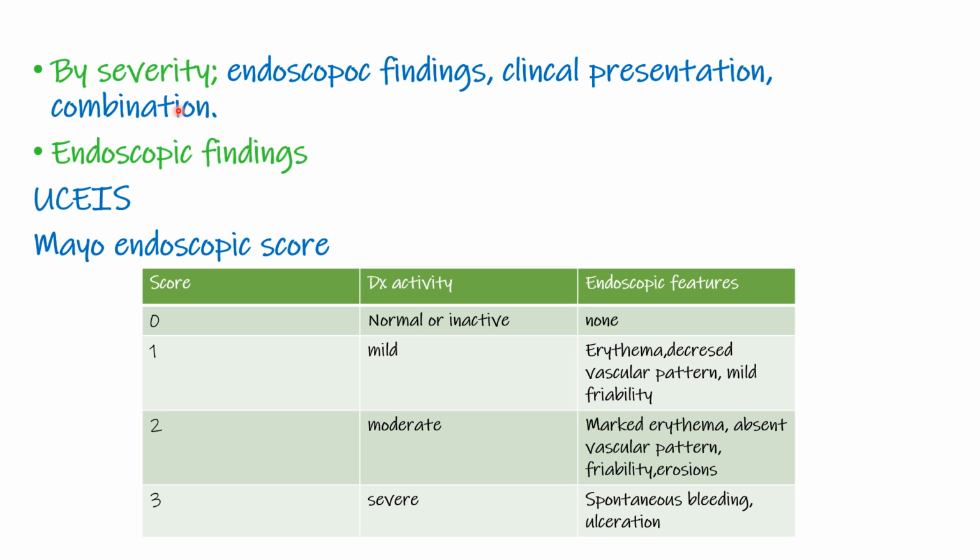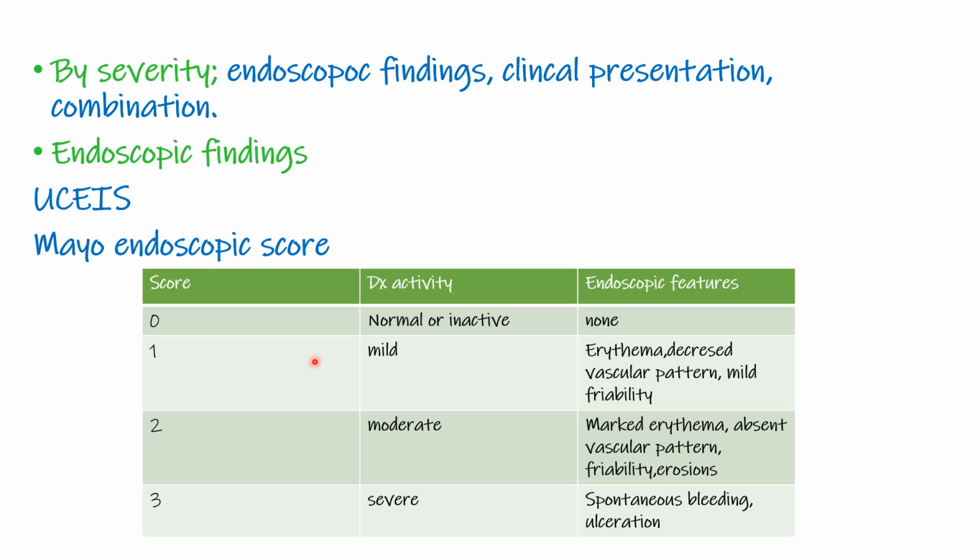Next, in terms of severity, it is divided again into three according to endoscopy findings, clinical presentation, and a combination of both. In terms of endoscopy findings, we have two scores: the ulcerative colitis endoscopic index of severity and the Mayo endoscopy score. You start with the Mayo endoscopy score, which is scored from 0 to 3. A score of 0 means normal or inactive disease, with no endoscopy findings.